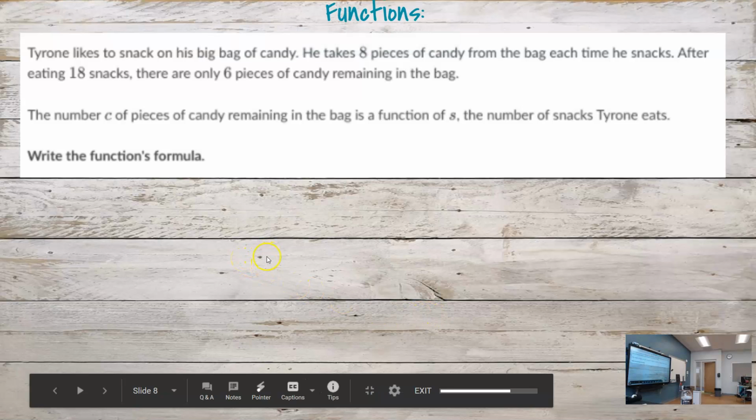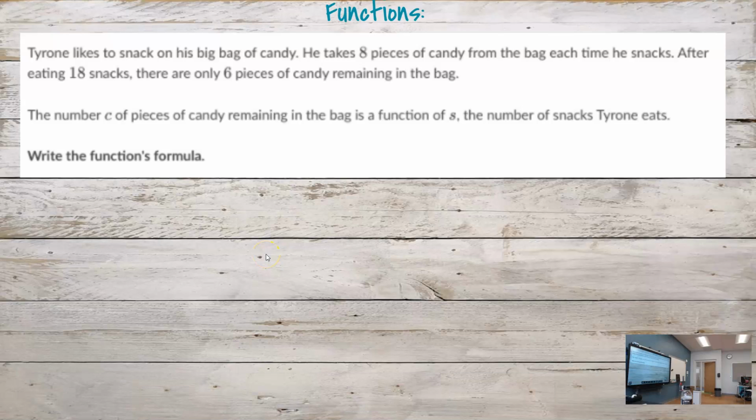All right, Tyrone likes to snack on his big bag of candy. He takes 8 pieces of candy from the bag each time he snacks. Tyrone, that's a bit unhealthy. After eating 18 snacks, there are only 6 pieces of candy remaining in the bag. So remember, 18 snackages, or whatever you want to say. Each snack time is 8 pieces. So number C of pieces remaining in the bag.